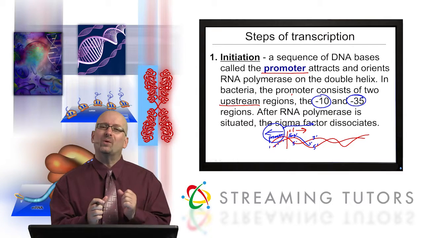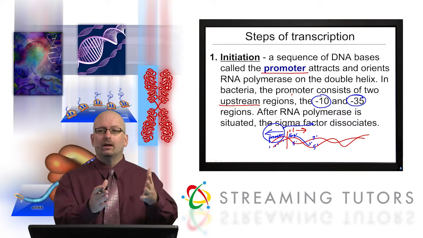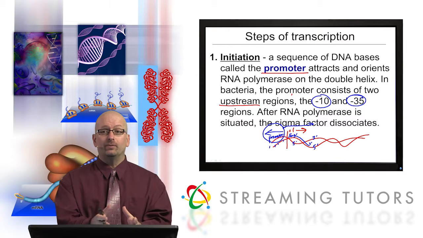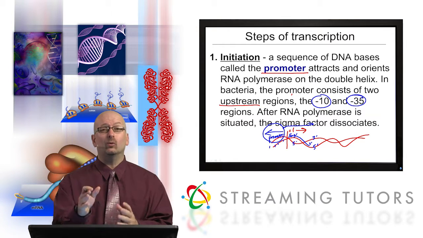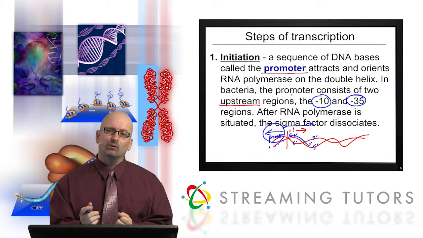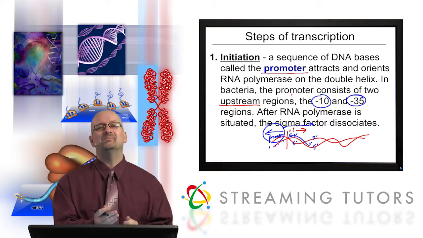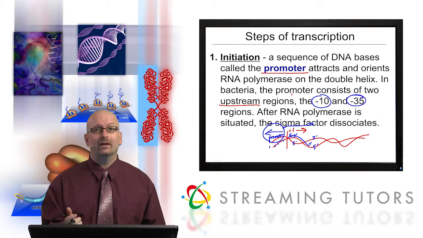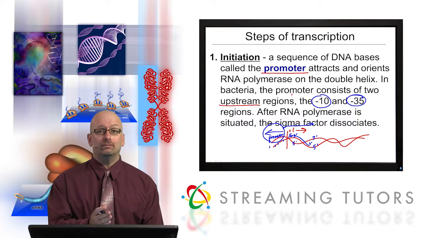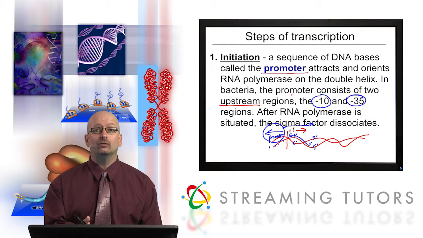Now this is why the sigma factor is special. Once RNA polymerase is situated there, the sigma factor dissociates. So what that tells you is that it's not necessary in our simple version. It's necessary for the starting, but it's not necessary for the continuing and the stopping. Okay? So initiation, starting, the promoter has to get RNA polymerase to go to the right spot.